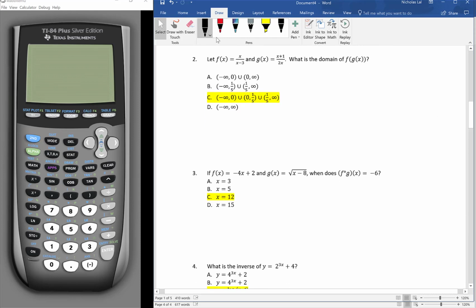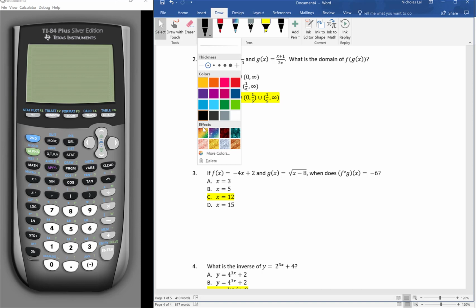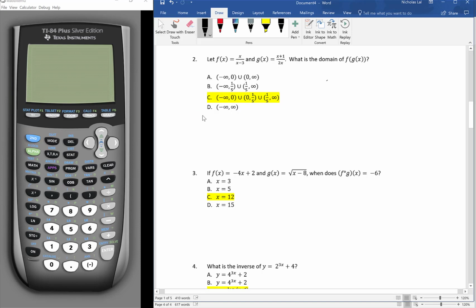Let f of x equal x over x minus 3 and g of x equal x plus 1 over 2x. What is the domain of f of g of x? That means we plug g of x into f of x. So we have x plus 1 over 2x, over x plus 1 over 2x, minus 3.